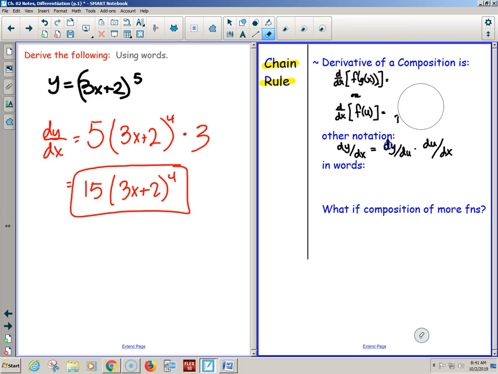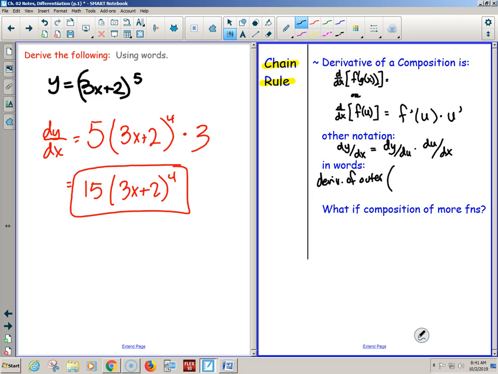Which would technically be our f prime of u times u prime. Exactly. F prime of u, derivative of the outside, keep the inside the same, times derivative of the inside. That's a notation for what we're doing. In words, it's the derivative of the outer. Did you guys see why I'm putting parentheses when I say keep the inner the same? Because it's always inside, in the parentheses. In the parentheses we don't touch. Keeping the inner the same.